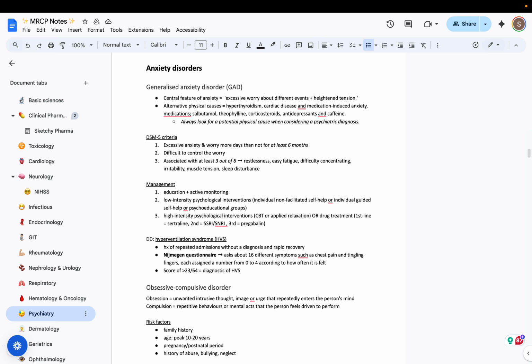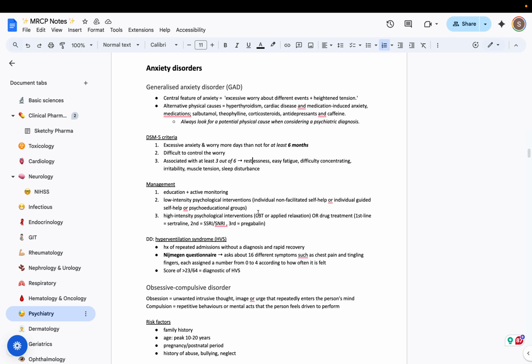There are some physical causes of anxiety like hyperthyroidism, cardiac disease. There are some medications that cause anxiety like salbutamol, theophylline, corticosteroids, antidepressants, and caffeine. Always look for a potential physical cause when considering any psychiatric diagnosis. The DSM-5 criteria for generalized anxiety is excessive anxiety and worry for at least 6 months, difficult to control, and associated with at least three: restlessness, fatigue, difficulty concentrating, irritability, muscle tension, sleep disturbance.